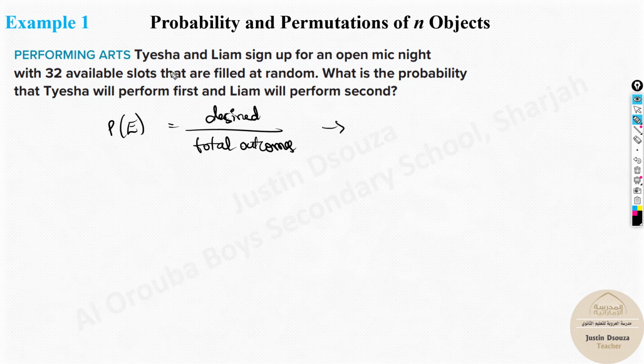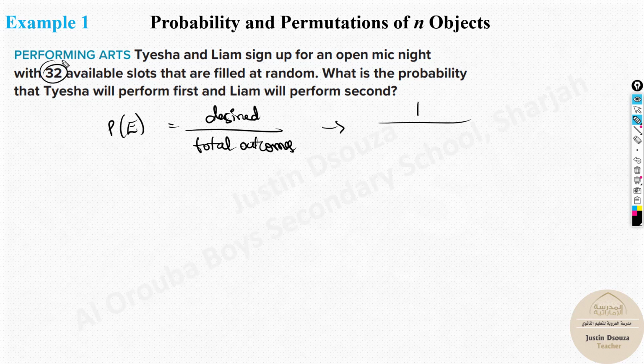Let's read this question now. Taisha and Liam sign up for an open mic night with 32 available slots that are filled at random. What is the probability that Taisha will perform first and Liam will perform second? Now here, what is the desired possibility we want? We want Taisha to perform first and Liam to perform second. And there are a total of 32 available slots. Out of 32, the first one must be Taisha and the second one must be Liam. How many ways can this happen? There's only one possibility. Taisha must be first, Liam must be second. This is just one possible way that can occur, right? So desired over here is 1.